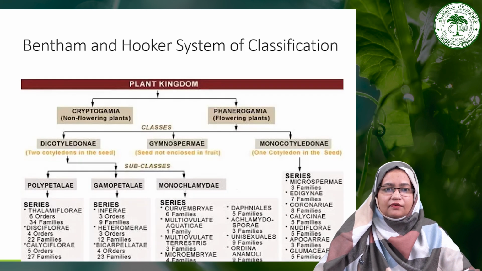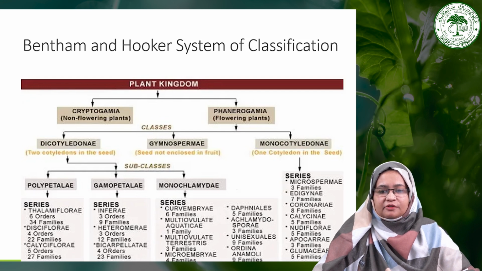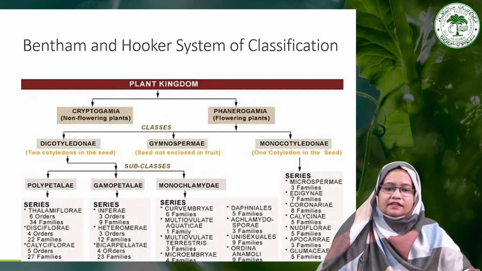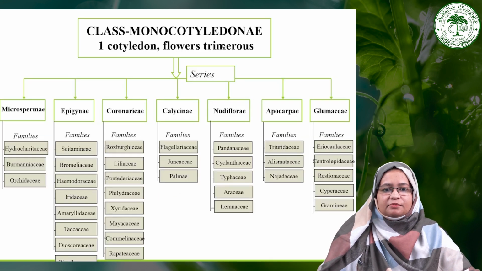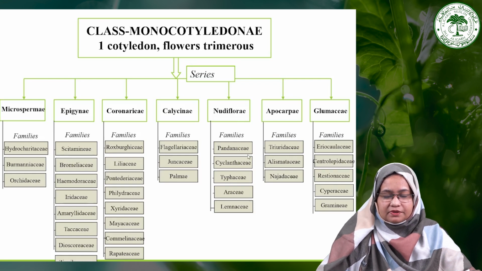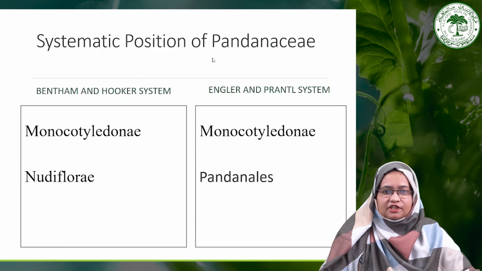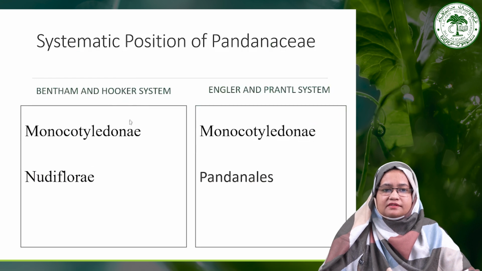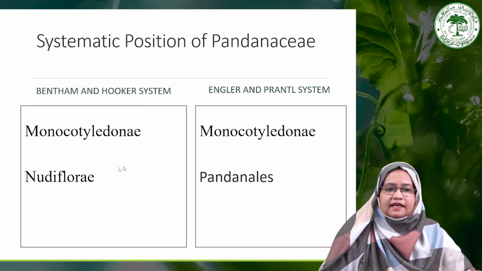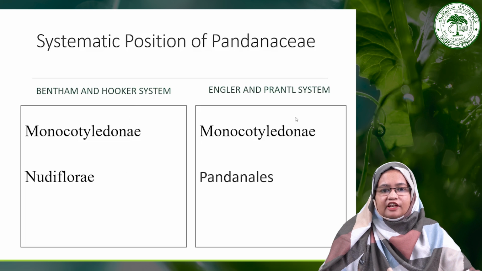First of all, I am going to discuss the systematic position of this particular family. According to Bentham, it is placed in the monocotyledons, and the series of this family is Nudiflorae. As you can see here, in the monocots it belongs to the Nudiflorae, and this is the Pandanaceae position according to the Bentham and Hooker system. If we compare the systematic position of Pandanaceae, according to Bentham and Hooker, as we have discussed earlier, it is placed in the class Monocotyledons, series Nudiflorae, while Engler and Prantl place this family in the Monocotyledons, in the order Pandanales.